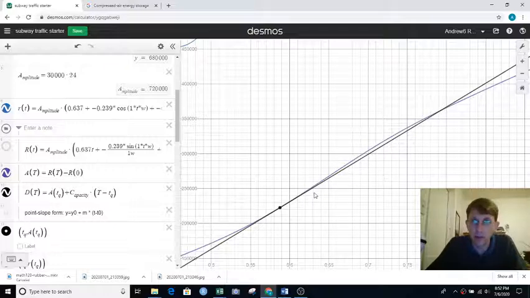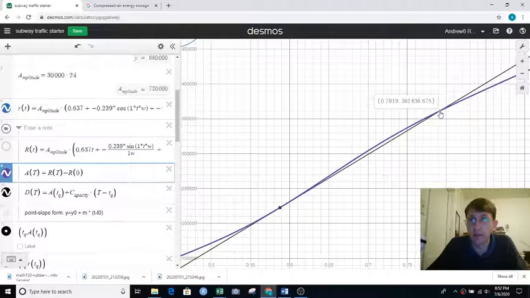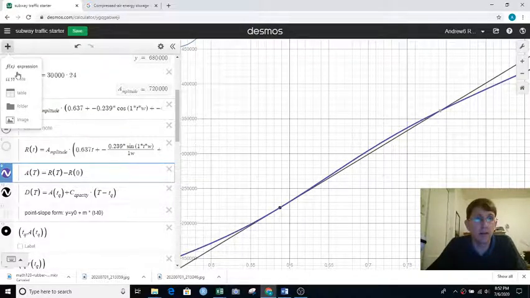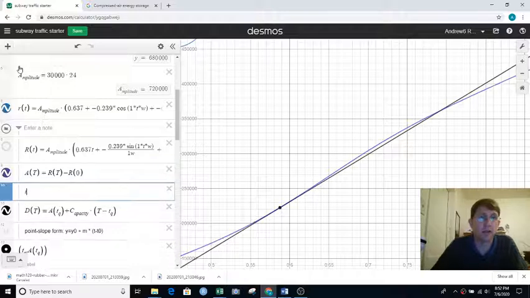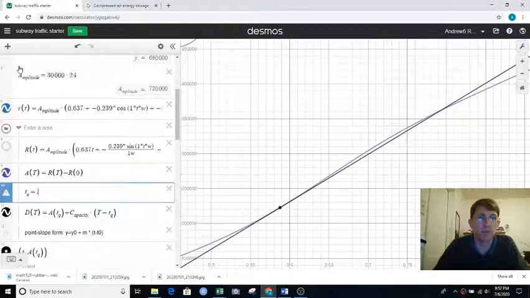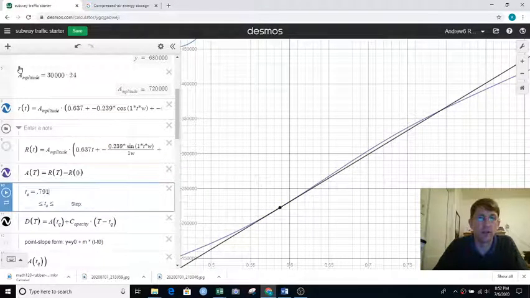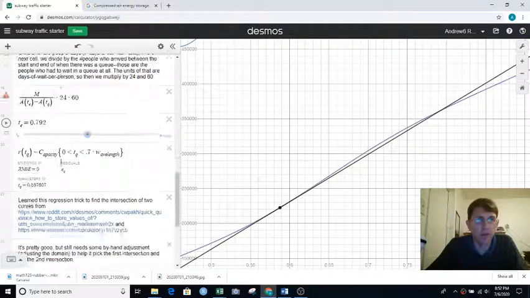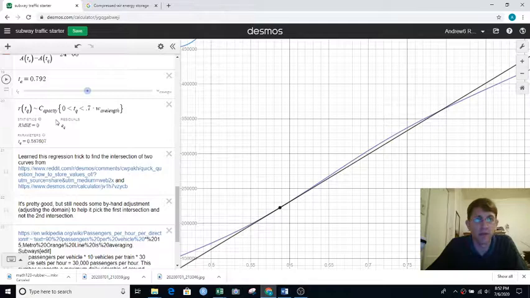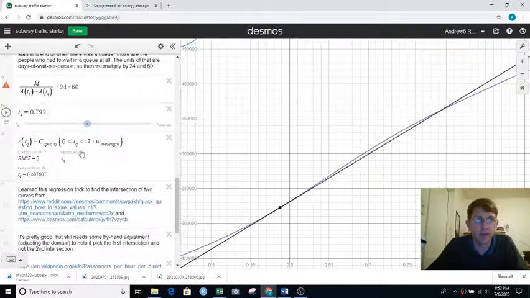So we want to know what's the average height here. That would tell us the average length of the queue, and also when does this finish. So time 0.7919, we'll call that t sub e, 0.7919. You might think, can we estimate that using regression? And you can try, but then that tries to adjust t sub q as well. It's a pain.